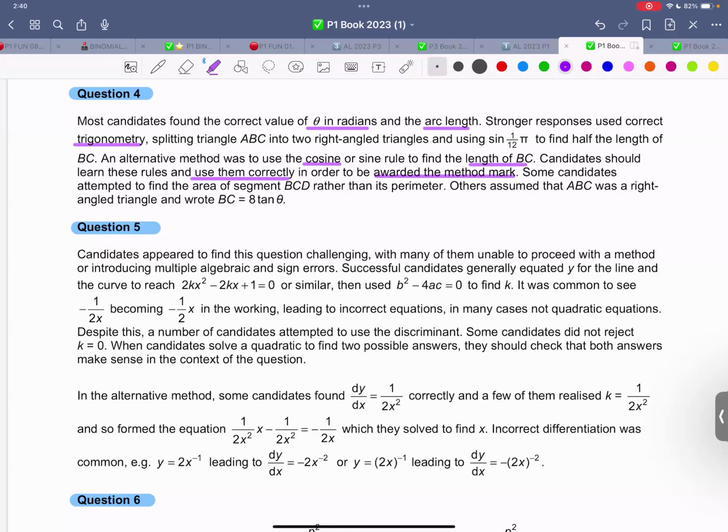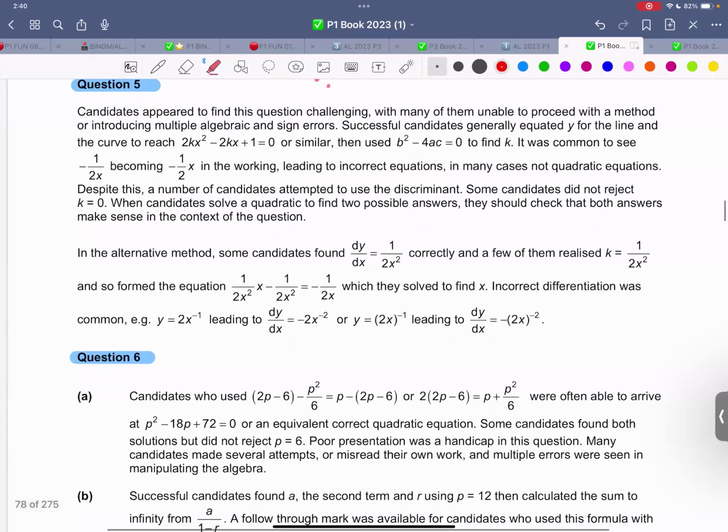Some candidates attempted to find the area of the segment rather than its perimeter. Again, not reading carefully. Others assumed that ABC was a right angle triangle and wrote BC as 8 tan theta. Now, this is the limit. Why would they assume this? I don't know.